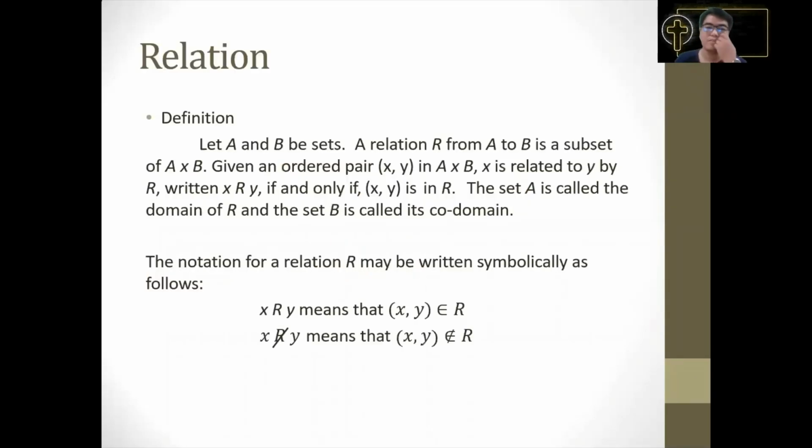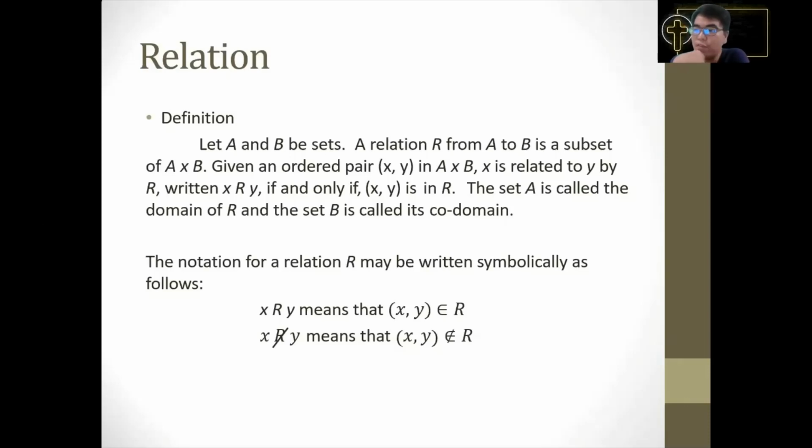So relations, by definition, let A and B be sets. A relation R from A to B is a subset of A cross B. Given an ordered pair, x y, in A cross B, x is related to y by R, written x R y, if and only if x y is in R. The set A is called the domain of R, and the set B is called its codomain.